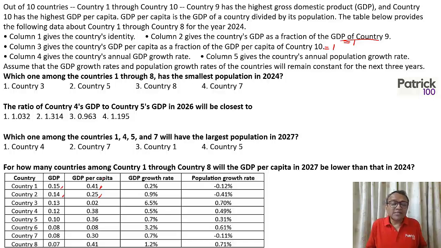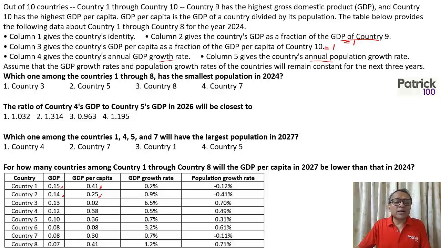Instead of taking variables, taking numbers becomes faster and easier, because with variables you need to keep on writing and forming equations, which takes a longer time. But using numbers tends to be faster. Yes, but there are some very rare cases where you cannot use numbers and you have to use variables. But in these cases, when you're comparing, you can always use numbers and solve. Column 4 gives you the GDP growth rate, column 5 the annual population growth rate, which is mentioned out there. Assume the GDP and population growth rates remain the same for the next 3 years. Okay, then let's start solving.